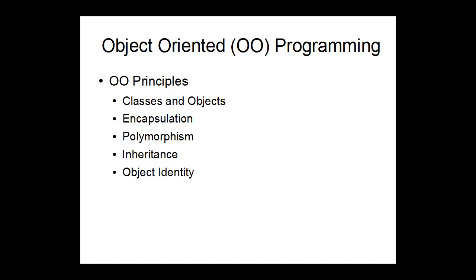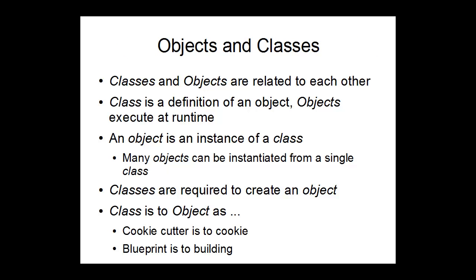Object-oriented programming languages follow these principles. They have a concept of classes and objects, encapsulation, polymorphism, inheritance, and object identity. And we'll take a look at these one at a time. First, we'll look at classes and objects. These are related to each other.